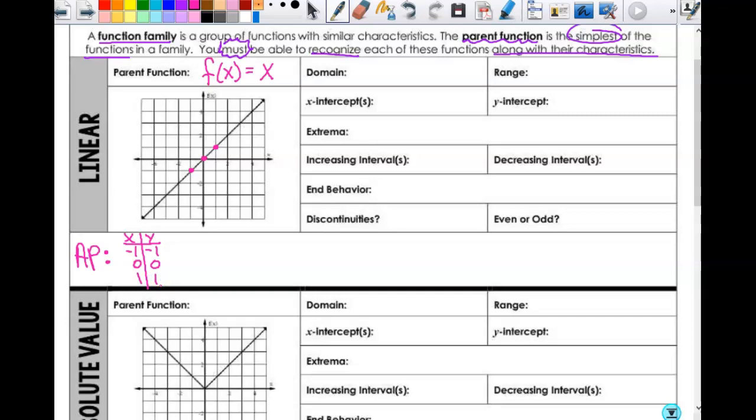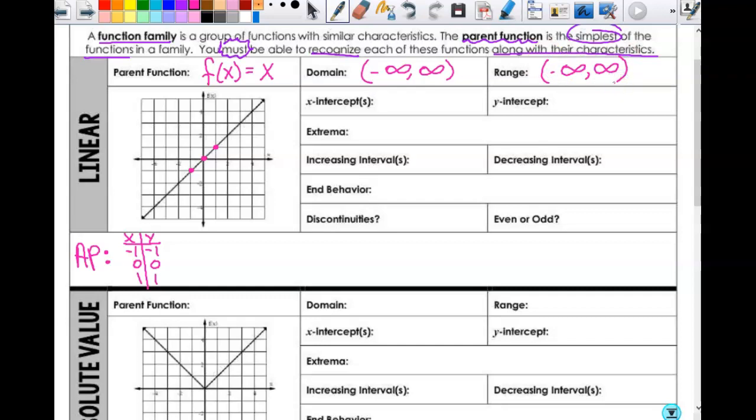So what is the domain here? We're going to write domain and range in interval notation every time. So what's the domain? Negative infinity to infinity, right? Negative infinity to infinity. And your infinities are always open, so it's an open interval. What's the range? Negative infinity to infinity. Good.